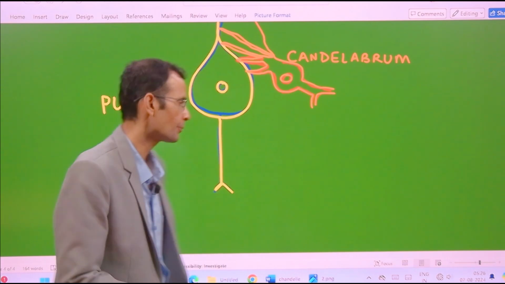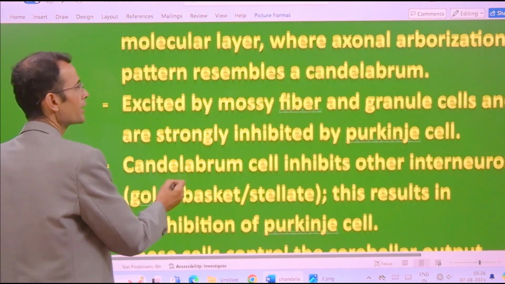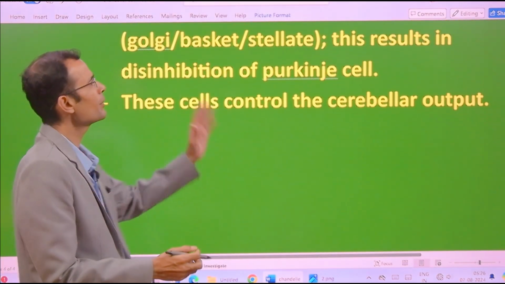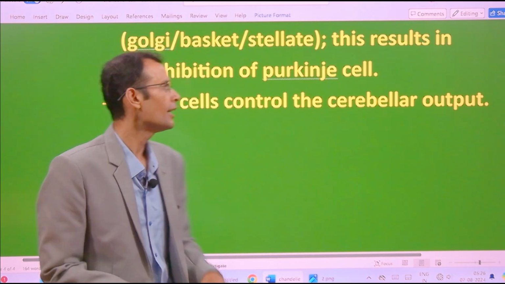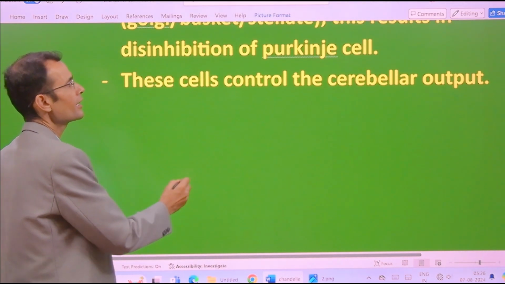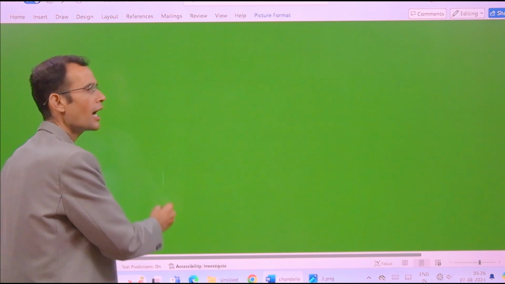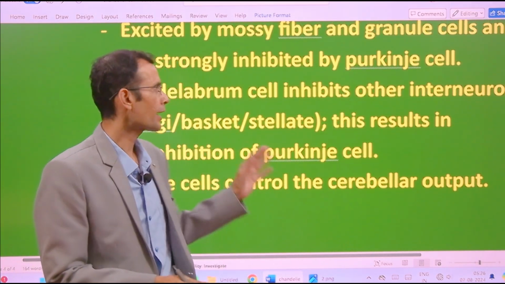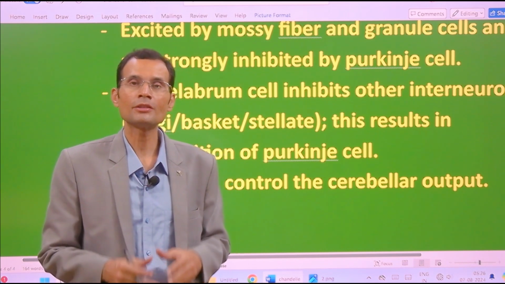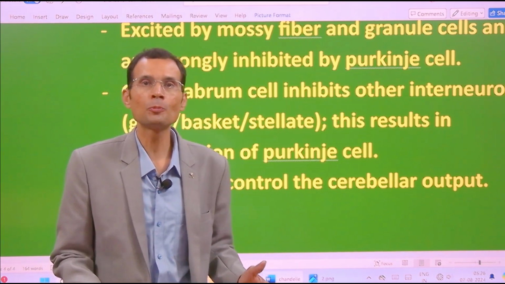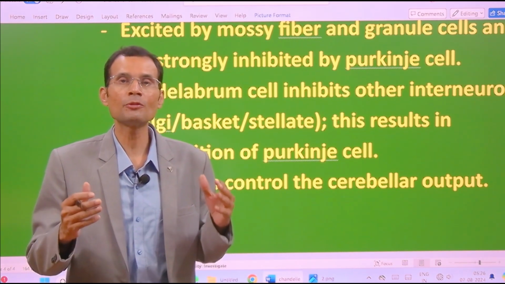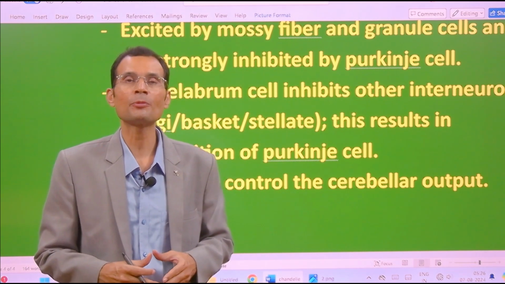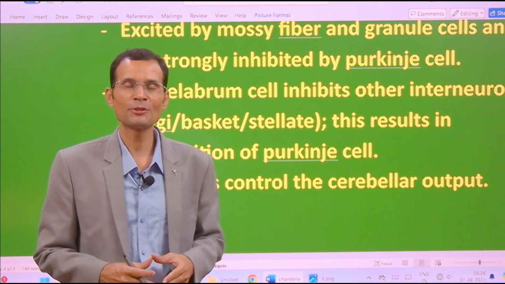Inhibition of the inhibition. Alright, that's the function of the candelabrum cell, and therefore what you can remember, if you don't know the cerebellar circuit, at least just remember these cells control the cerebellar output. By controlling the Purkinje cell firing, the candelabrum cells control the cerebellar output, which means they control the voluntary motor activity in a way. Isn't the physiology amazing?